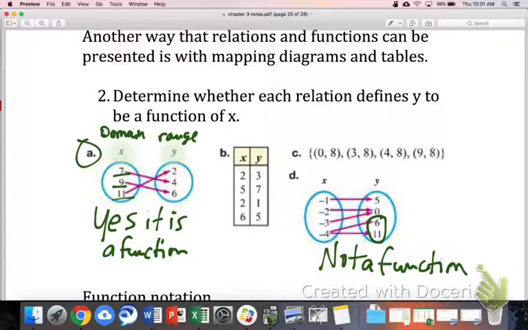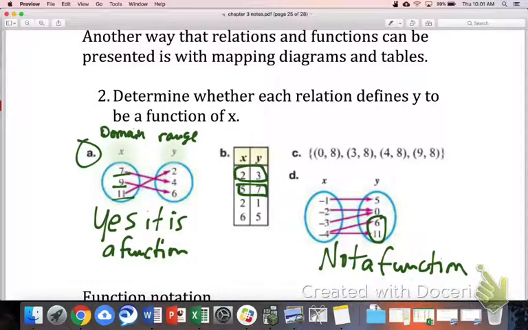Okay, letter B, presented differently. We can still do it though. With letter B, here are all my inputs on the left, 2, 5, 2, and 6. So this one might be a little trickier. Let's go through and ask ourselves, how many outputs does each input have? So how many outputs does the 2 have? 1. Okay, so 2 maps to 3. How many outputs does the 5 have? 1. Oh my goodness, did you see what comes next?